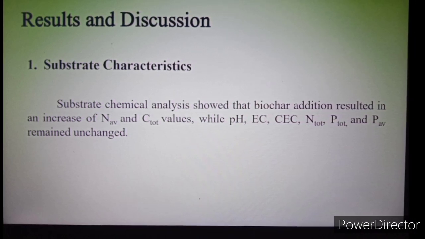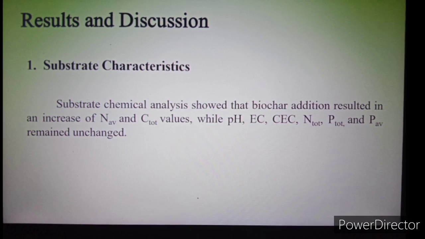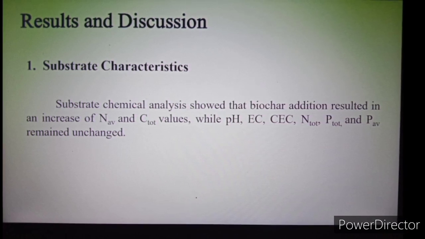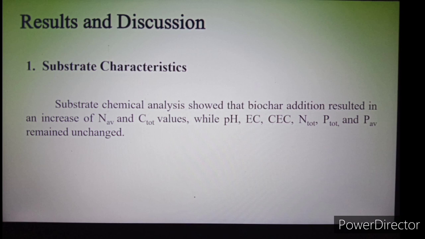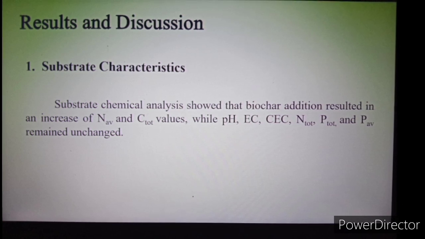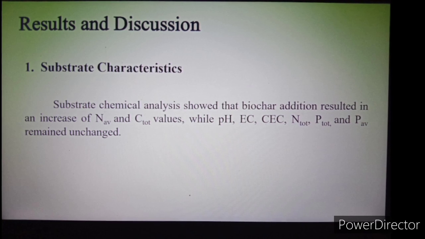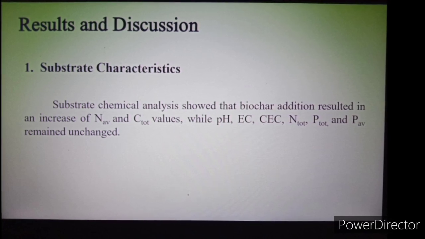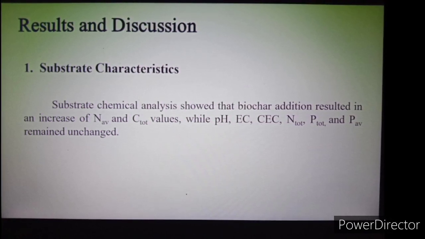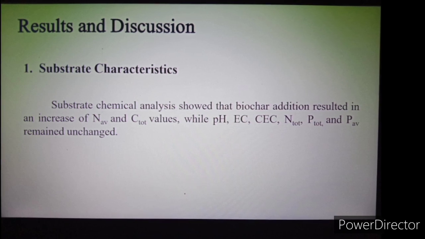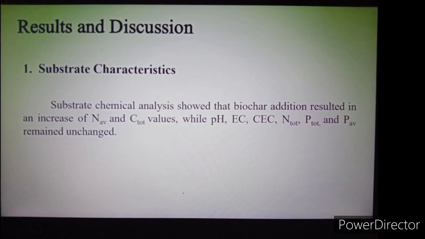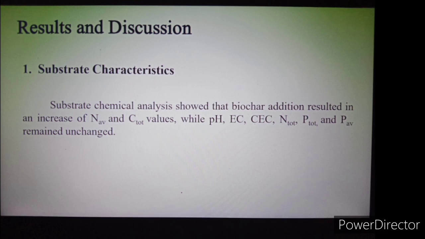Substrate chemical analysis showed that biochar addition resulted in an increase of available nitrogen and total carbon values, while pH, cation exchange capacity, total nitrogen, total phosphorus, and available phosphorus remained unchanged.